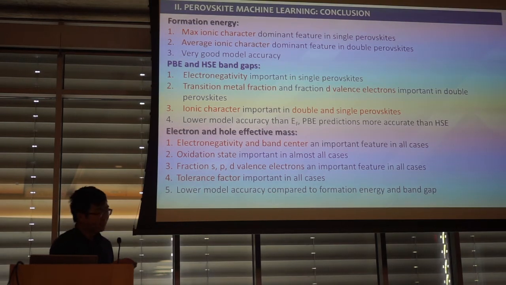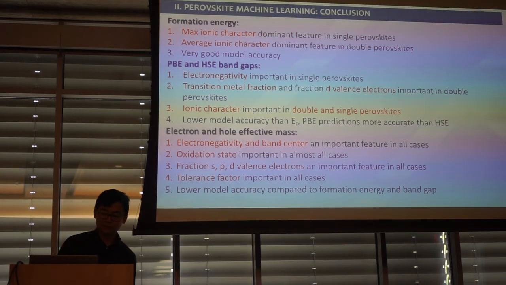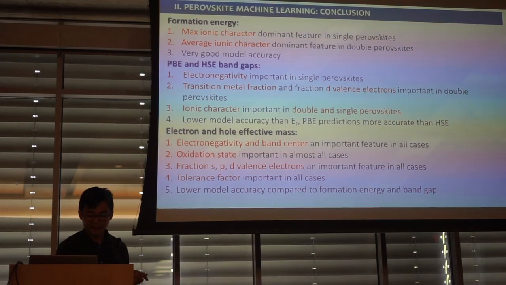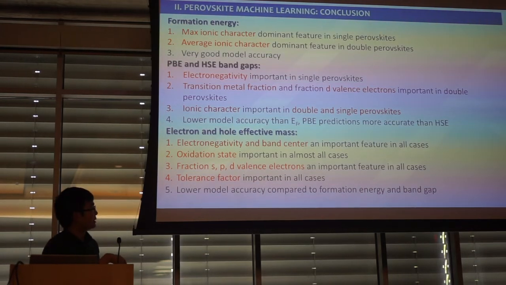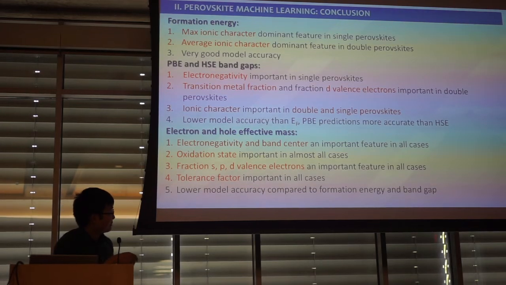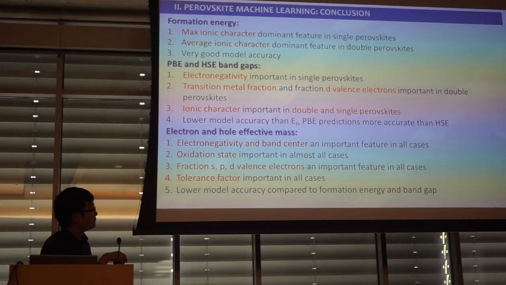We also find that the PBE band gap is a little bit more accurate than the HSE band gap. For the effective mass results, we find electronegativity, oxidation state, fraction of sp and d-valence electrons, and the tolerance factor as important features for both single and double perovskites. But we find that there's a little bit lower accuracy of the model compared to formation energy and band gap.